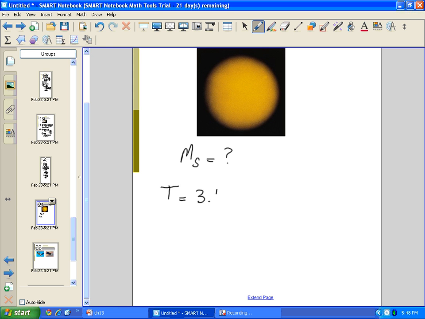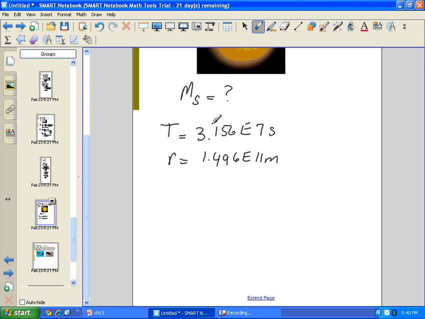They tell us that the time for the Earth to go around the Sun is 3.156 e to the 7 seconds. See, this time it's the Earth that's going around the Sun. The problem we just saw earlier was the moon going around the Earth. Okay? So they give us the orbital period and they tell us the distance of separation, 1.496 e to the 11 meters. How can we get the mass of the sun?